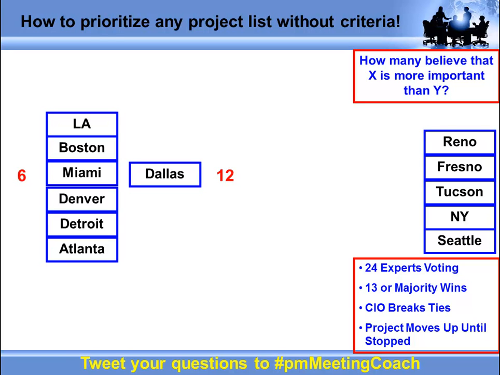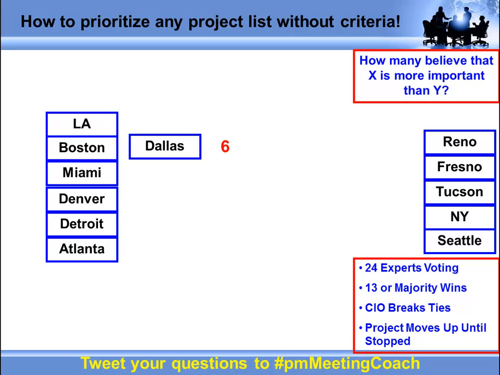So Dallas keeps moving. How many people believe Dallas is more important than Boston? 6. How many people believe Boston's more important than Dallas? Only five. So now some people aren't sure and they're not voting. Some of the people I work with get pretty disappointed. Others say, I'm one of the guys that says we're just going to keep moving. If you want to stop this thing, you've got to stop it. Okay, Dallas moves up. How many people believe Dallas is more important than LA? Six. And six people said LA is more important, so we go to the CIO. The CIO said it's Dallas. So Dallas moves to the top of the list.